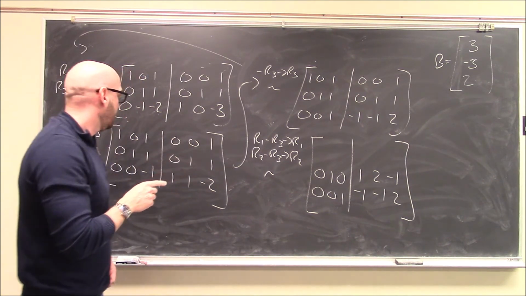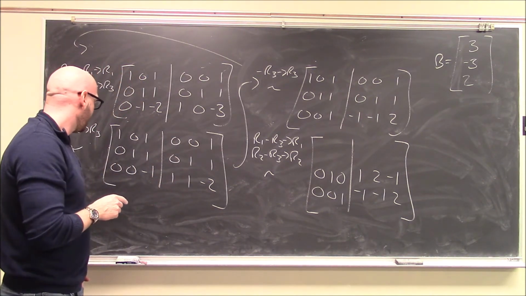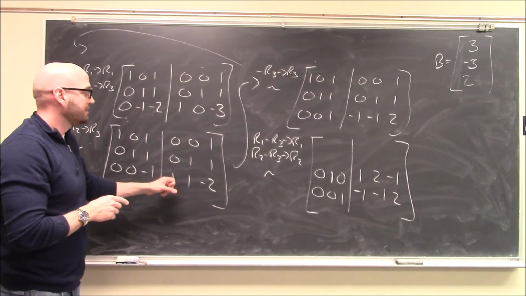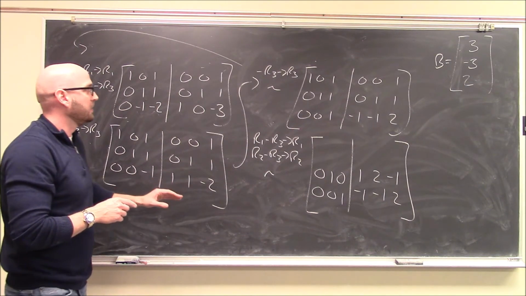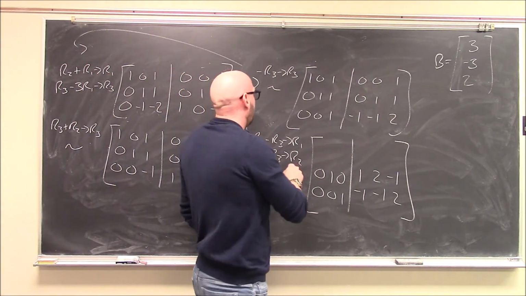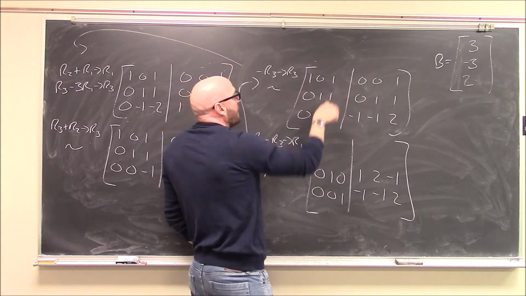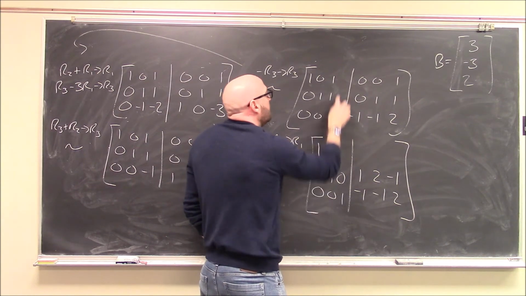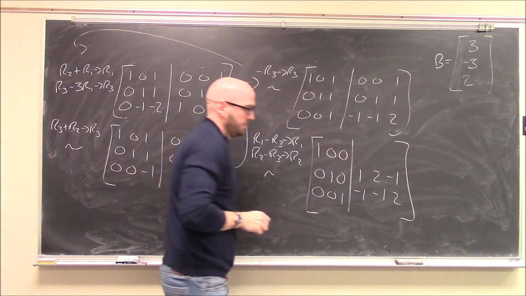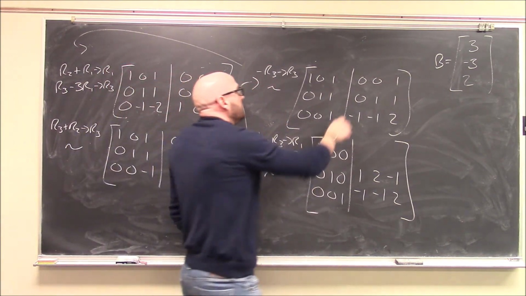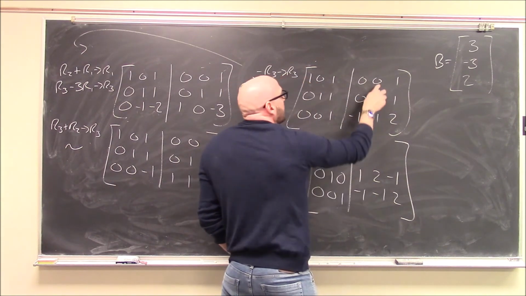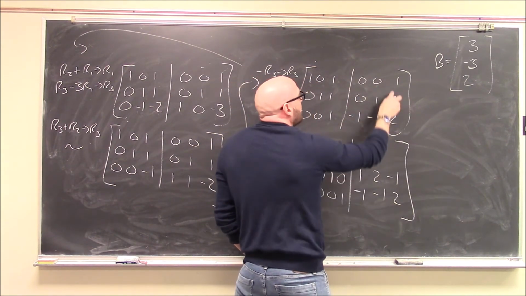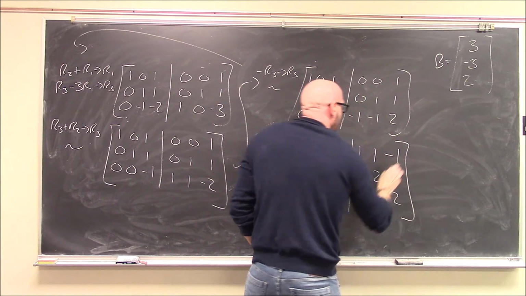Really quickly check these calculations. Everything looks okay. And we're doing the same thing up here. Row 1 minus row 3. 1 minus 0 is 1. 0 minus 0 is 0. 1 minus 1 is 0. 0 minus minus 1 is positive 1. 0 minus minus 1 is positive 1. 1 minus 2 is minus 1.